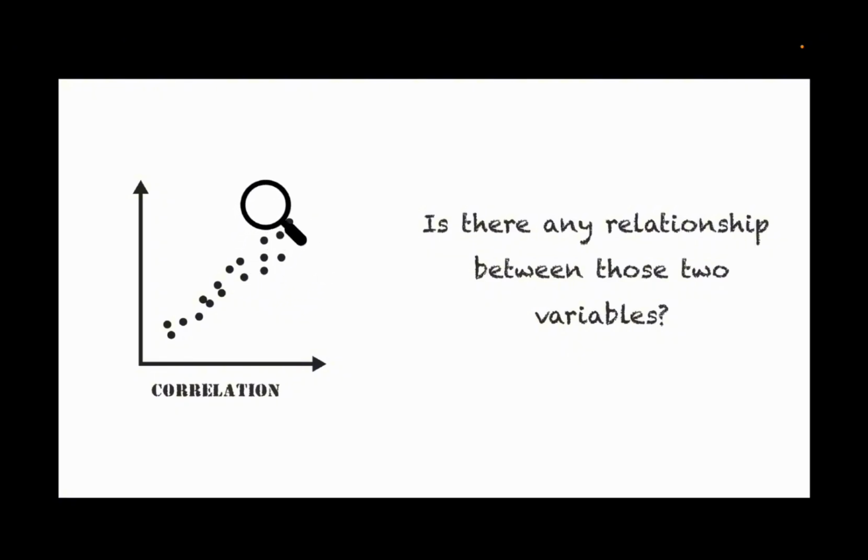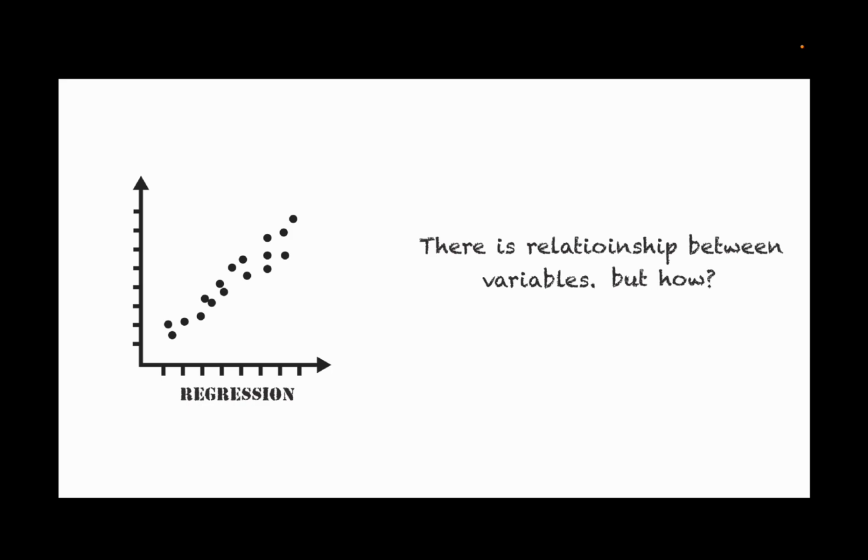On the other hand, regression goes a step further. It helps you predict one variable based on another. Therefore, in regression, we treat one variable as the independent variable, the predictor, and the other as the dependent variable, the outcome we want to predict. So, unlike correlation, regression establishes directionality and supports prediction, not just association.